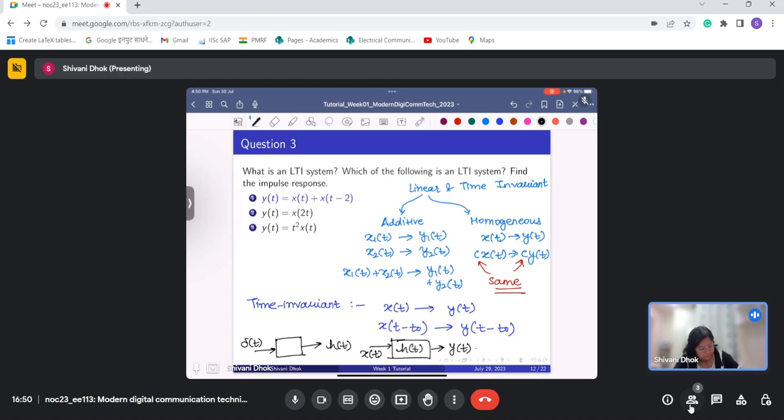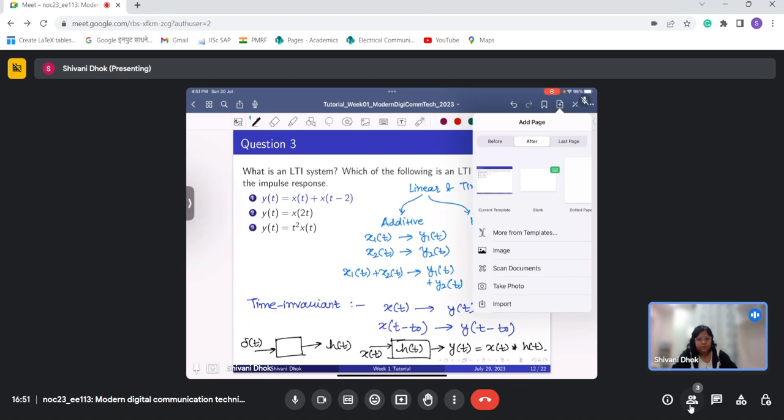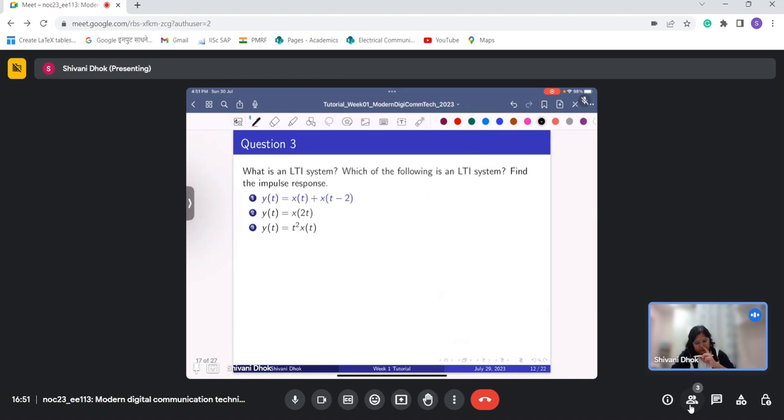So this output y(t) can be obtained as x(t) convolved with h(t). That makes it a more interesting system because we know a short representation of it. Now let us try to understand how to find whether a given system is LTI. We need to check whether it is linear and time invariant also.